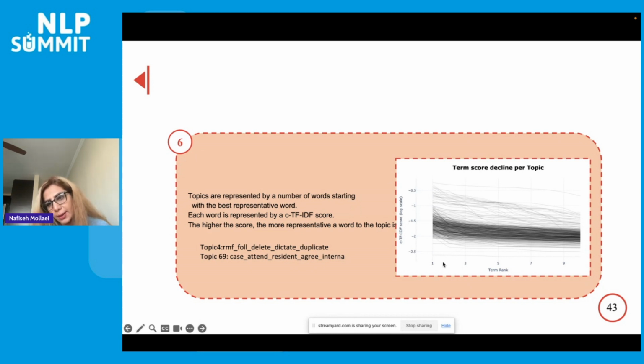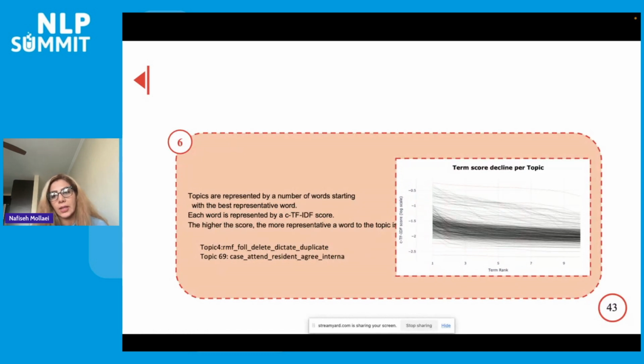It shows which topics are more trending across our iterations. For example, among the 384 topics that we have, topic 4 is more trending in our overall progress notes. As you see, RMF would be one of the expressions in the progress notes, along with full, detect and duplicate. So these topics with these keywords are more trending in the progress notes. The second one is topic 69, with case, attend, residence, agree, internal. It is another topic that shows up more in our progress notes overall.